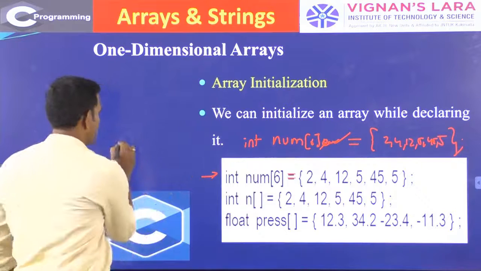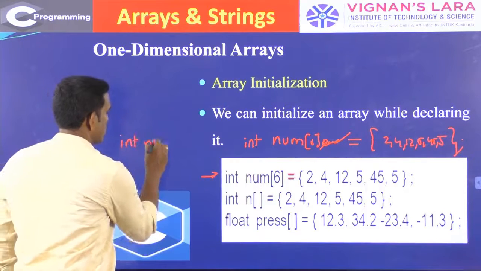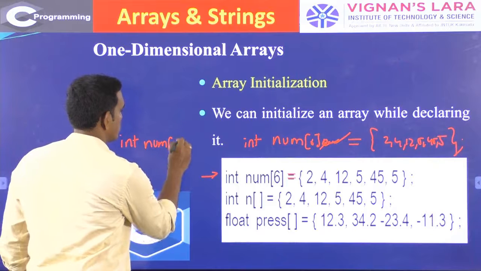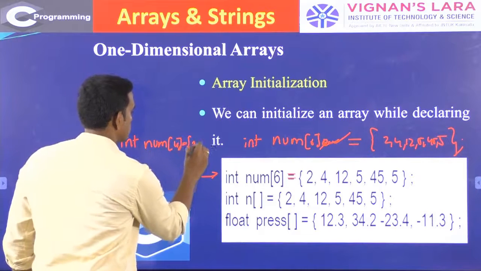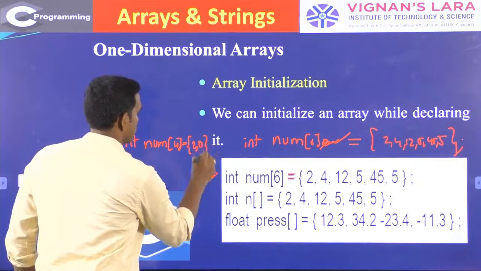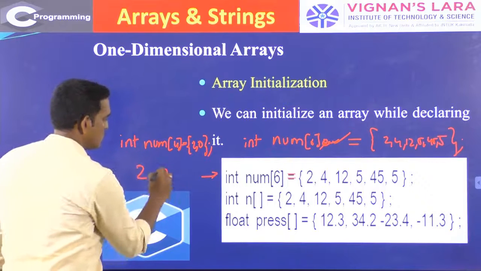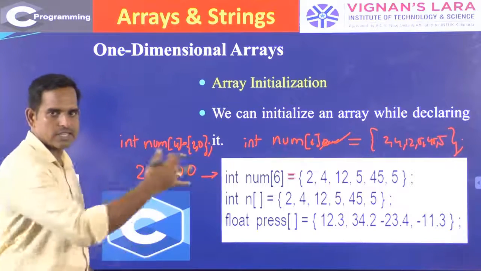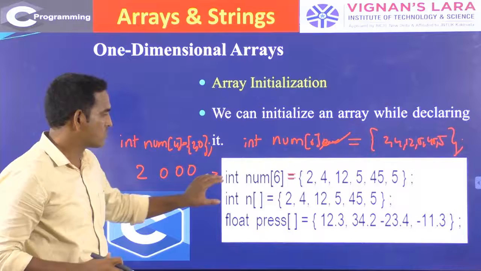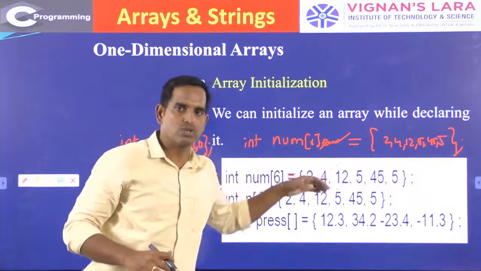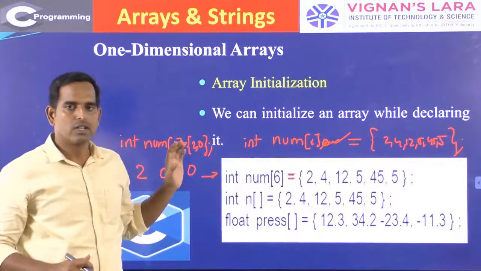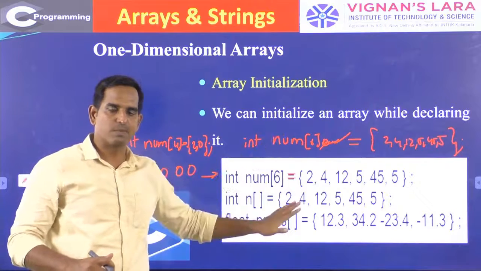So if you give some values, it will take the remaining values as zeros. That is, if I give int num of 4 and if I give only 2 values, 2, 0, okay, it will take 2, 0, 0, 0. It will take the remaining values as 0. So you have to specify some values to initialize into your array. So you can do the initialization in this manner also.